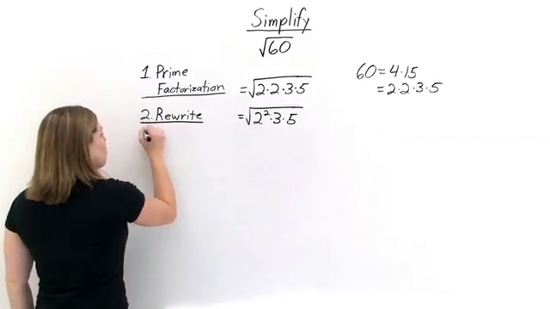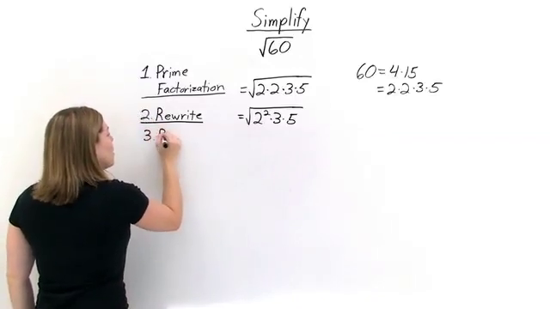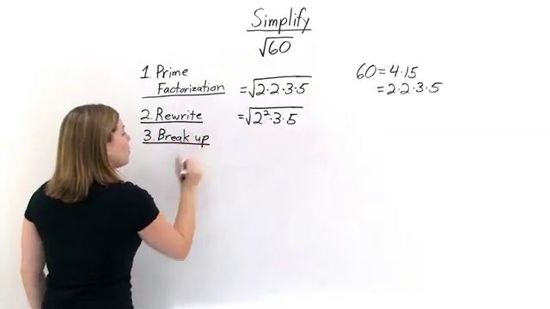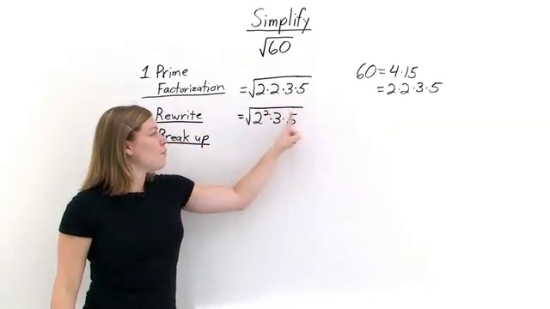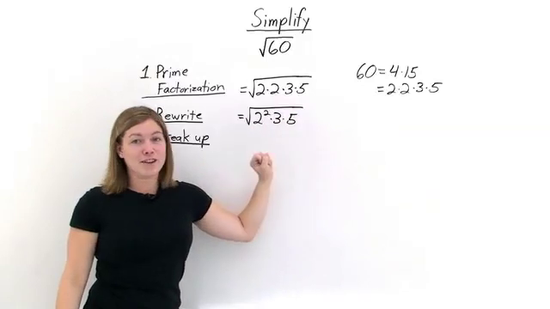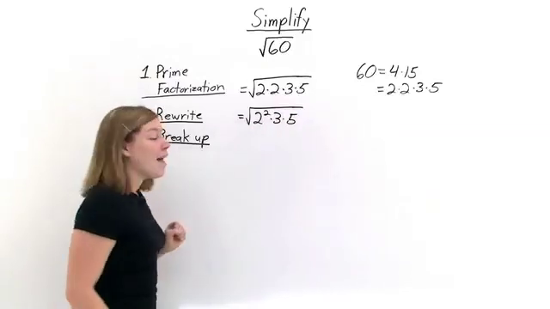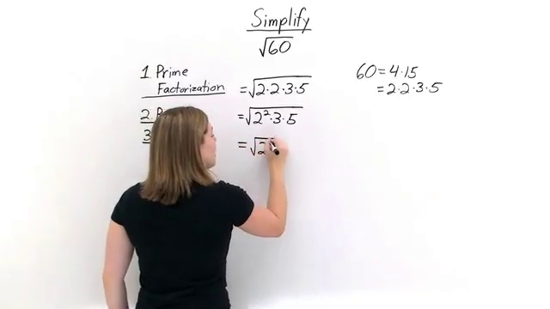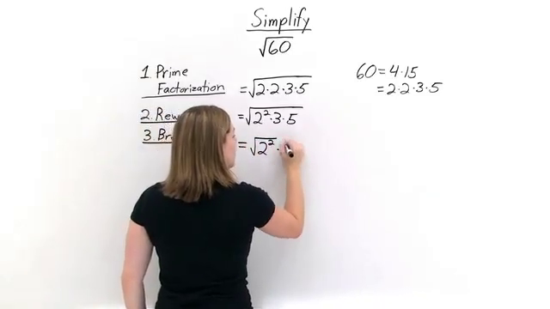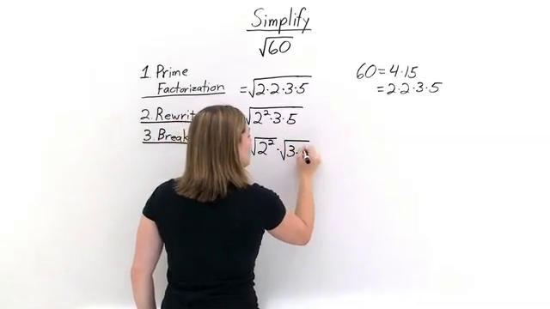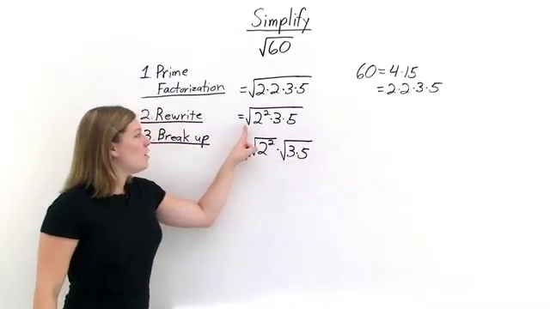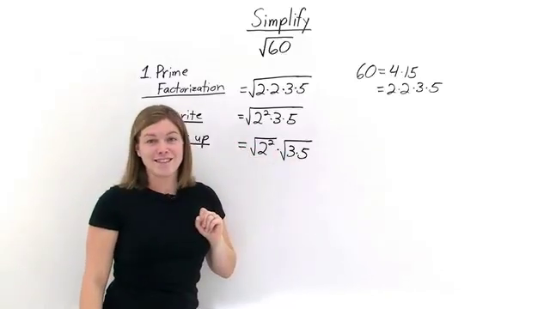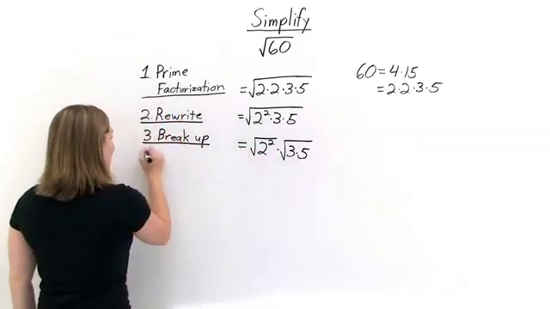Next, let's use the product property of square roots to break up this radical. The product property of square roots states that if we have a square root with everything being multiplied underneath it, we can rewrite that as multiple square roots being multiplied together. So here we can break this up into the square root of 2 squared times the square root of 3 times 5. Here, we took our radical and broke it up into 2 radicals being multiplied together. Now let's take this and simplify it.